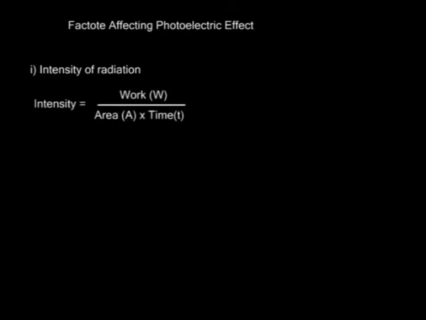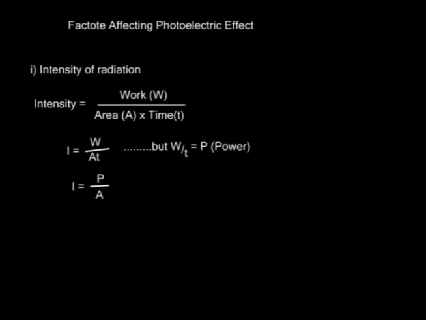Factors affecting photoelectric emission. Now, the ability of a radiation to eject photoelectrons from a metal surface is determined by two main factors, namely the intensity of radiation and the type of metal. The intensity of a radiation is the rate of energy flow per unit area when the radiation is normal to the area. Intensity is equal to work over area times time. That is, I is equal to W over At. But then W over t is equal to power. Therefore, intensity is equal to power over area.